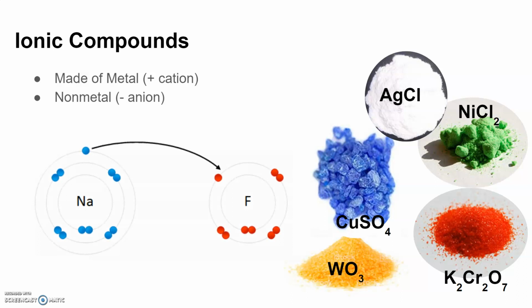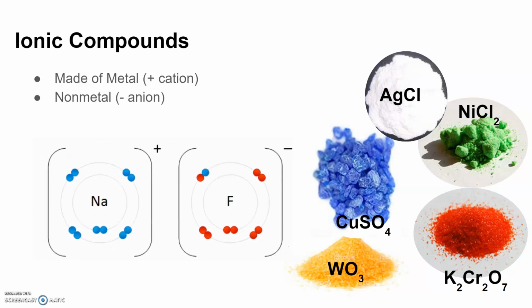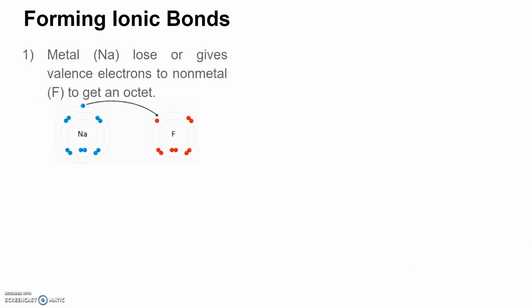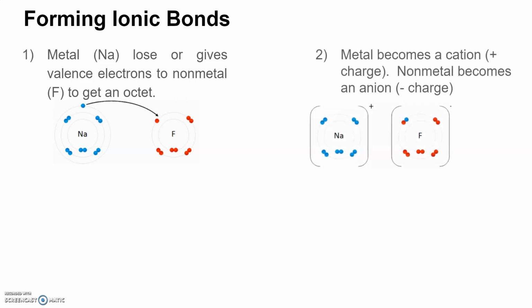Now, we also looked at last week how the ionic bond is formed, and it's formed through the transfer of electrons. So let's take a look at that more closely. The first thing is the metal will lose or give all of its valence electrons, the outer shell electrons, to the non-metal. And that way it can get an octet. So if it loses all of its electrons, it'll get an octet, and then the fluorine will get an octet by gaining that electron. And remember, an octet means 8 in the outer shell.